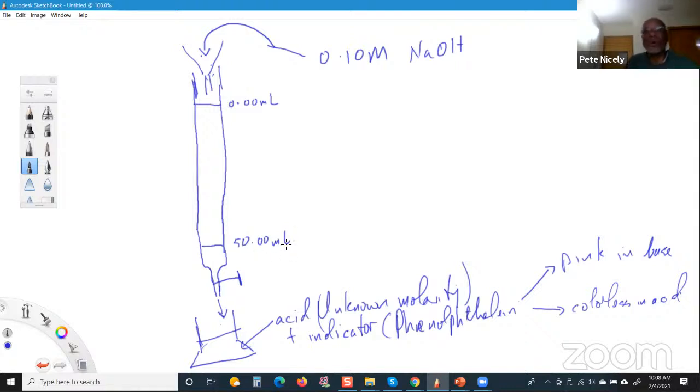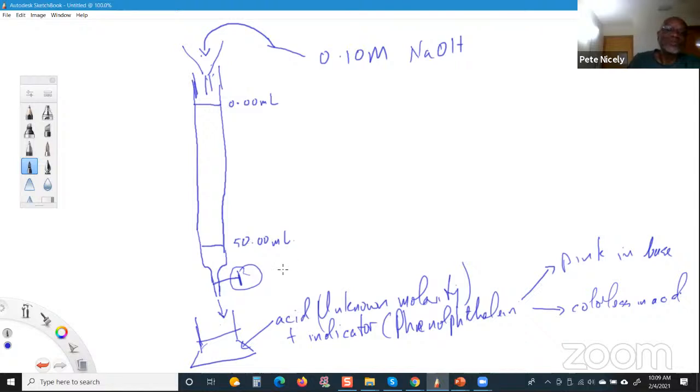So in our labs, what we typically do, we have the students work in pairs. One student will control the flow of the liquid by turning the stopcock. The other student will be swirling the flask underneath it, making sure that the base goes directly into the acid solution. As the student swirls, the solution will become pink in color, but this pink color disappears. That continues until one drop of the base will make the solution completely pink.